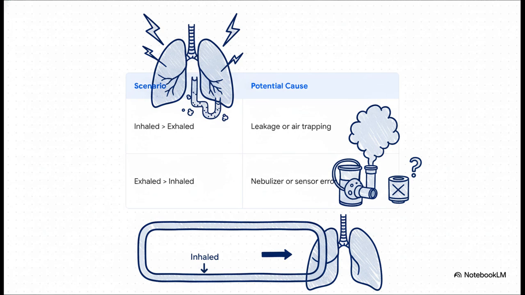If the inhaled volume is bigger than the exhaled, you could be looking at a leak somewhere, or maybe even air trapping, where air is getting stuck inside the lungs. But if you flip it, and the exhaled volume is bigger, well, that might point you towards something else entirely, like a nebulizer adding extra gas to the circuit, or maybe just a sensor that's on the fritz. It's a tiny difference in numbers, but with huge clinical implications.